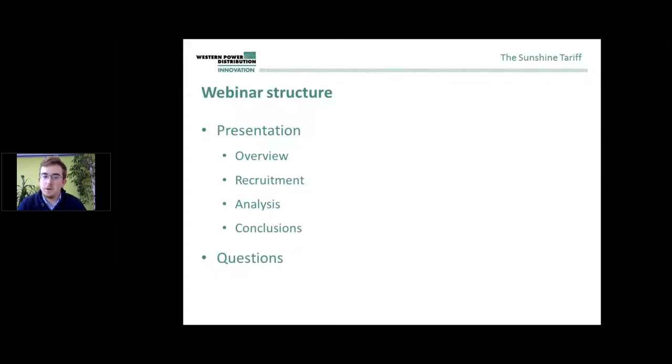Again, we're not going to be able to go into everything we've done, so just be aware that we do have full reports on what we've been doing on the Regen website and also on the WPD Innovation website. So we'll start with some presentations covering an overview, some recruitment, some of the analysis and conclusions. As we go along between each of those sections, we'll take a few questions. So as you come up with ideas for questions, just jot them down and we'll cover them. And then at the end, we'll try and cover some of the wider questions left over.